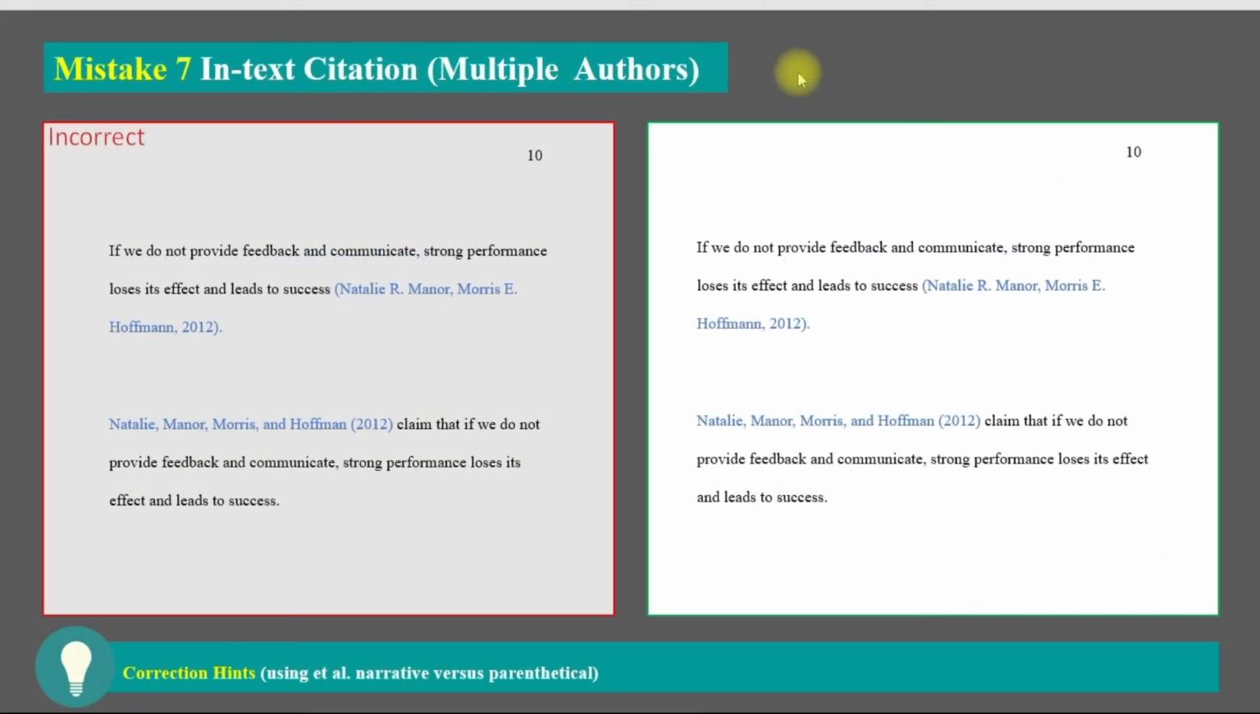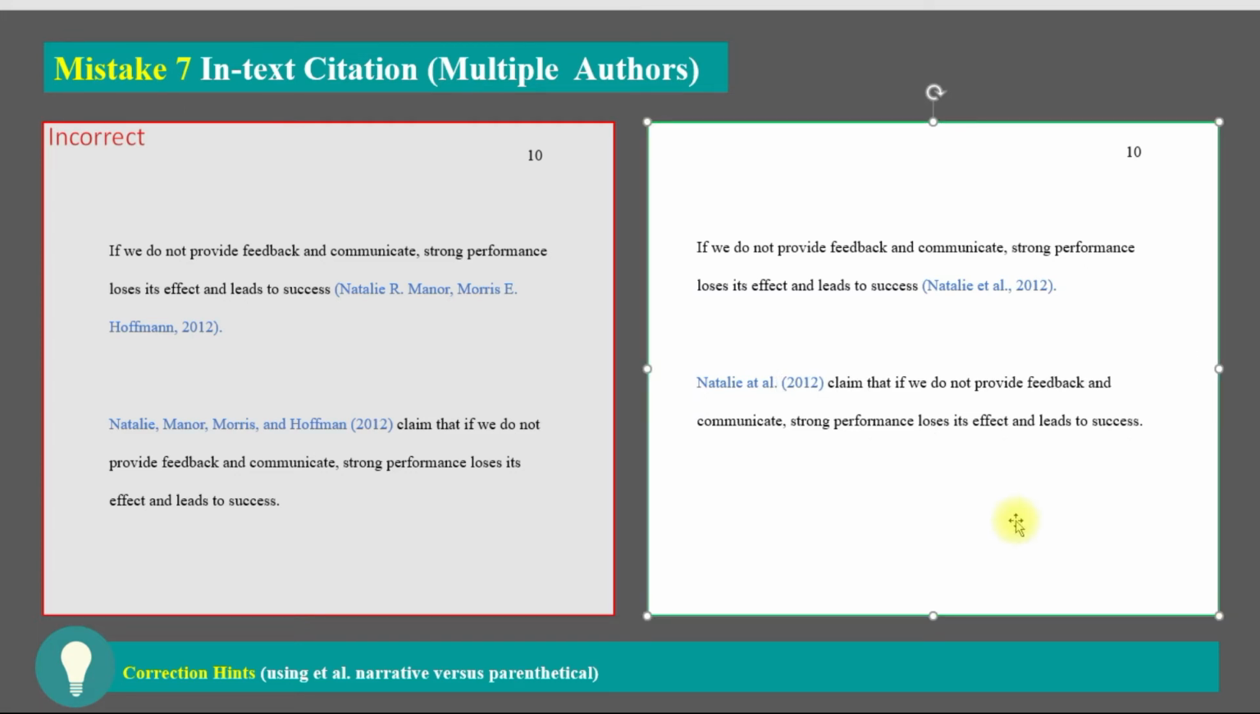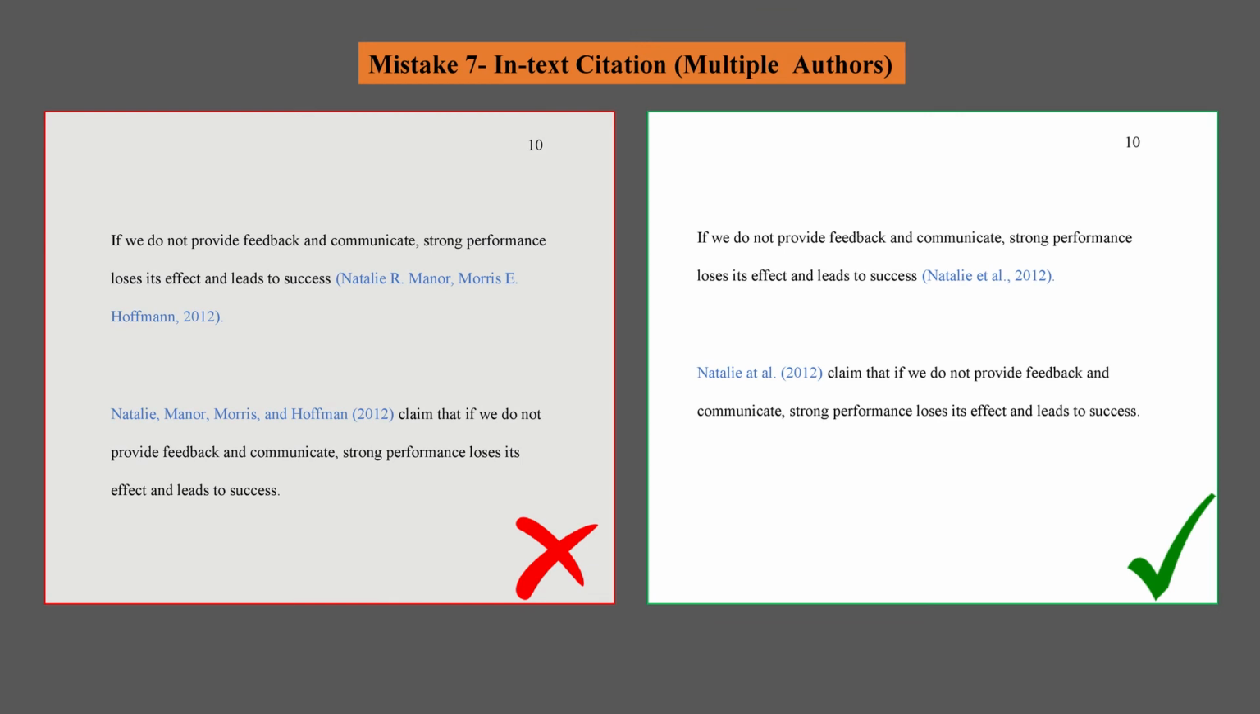Mistake number 7, in-text citation, citing multiple authors. When an article has more than 2 authors, we just keep the first author and write et al., which means the others. We do the same in our second example. We keep the first author, we write et al., and the year of publication.